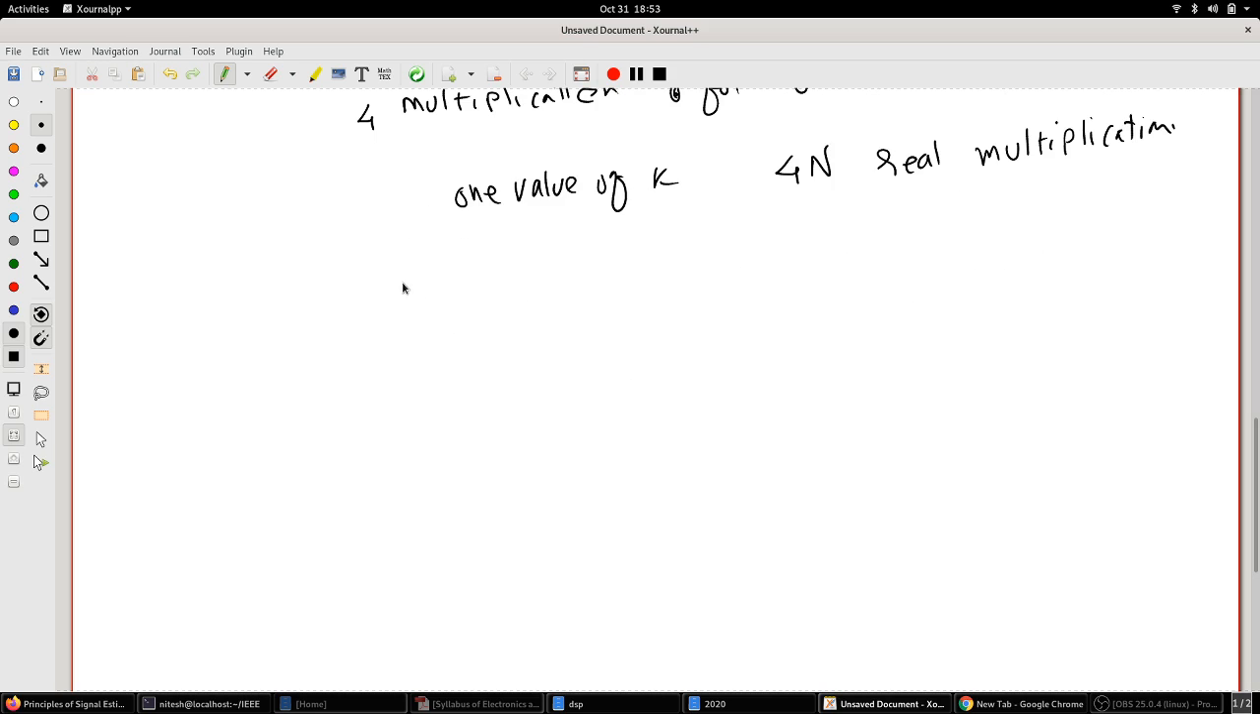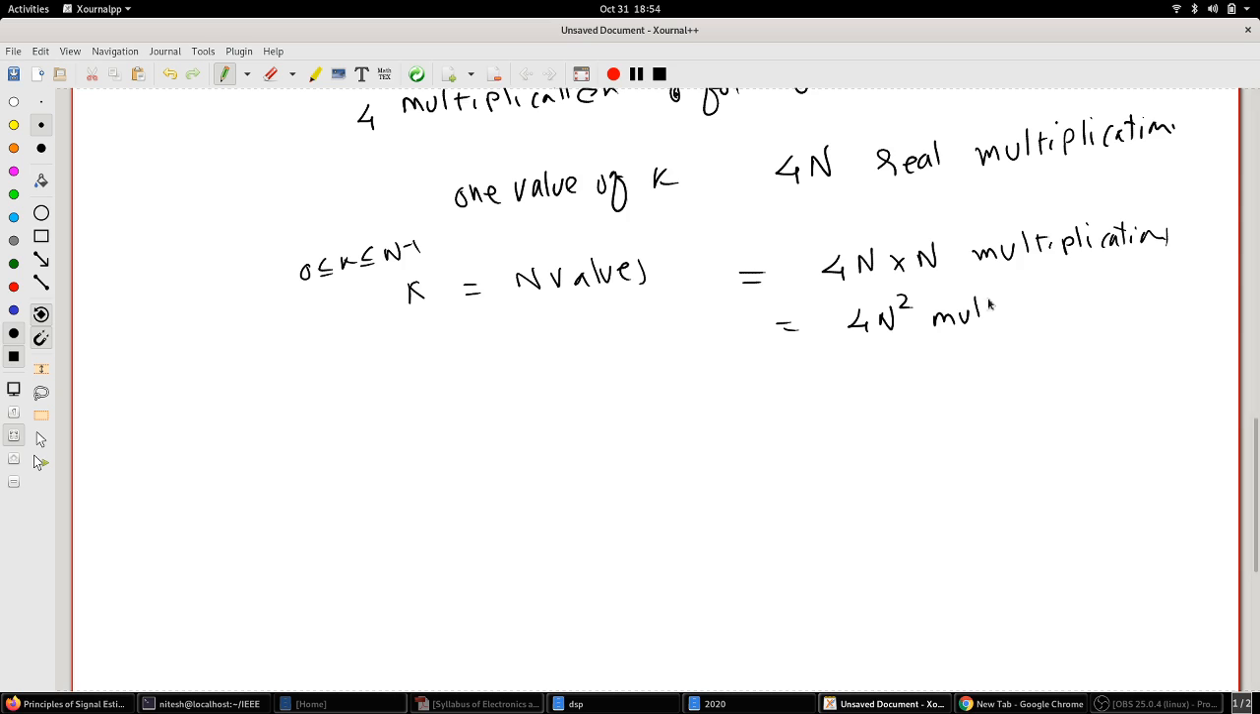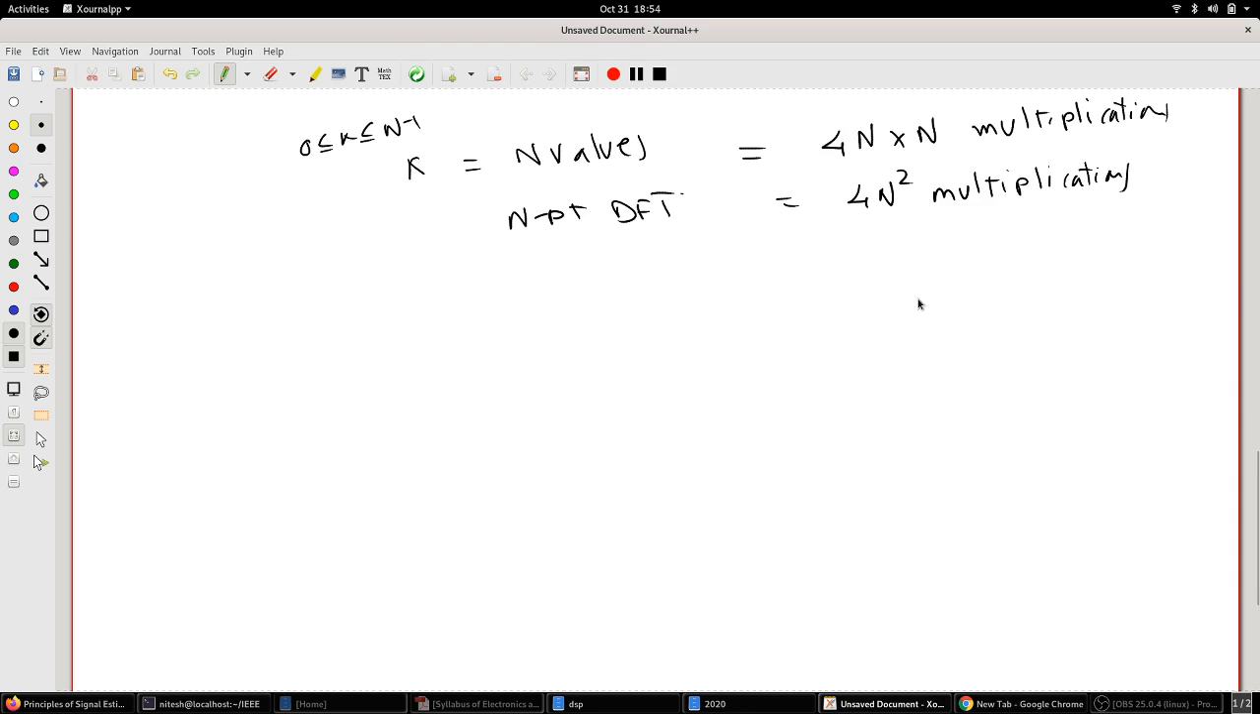In the same way, how many k values are there? N values are there, since k changes from 0 less than or equal to k less than or equal to N minus 1. So there will be 4N into N multiplications. It is 4N square multiplications to calculate the N-point DFT. This is the first point: for an N-point DFT there are 4N square multiplications.